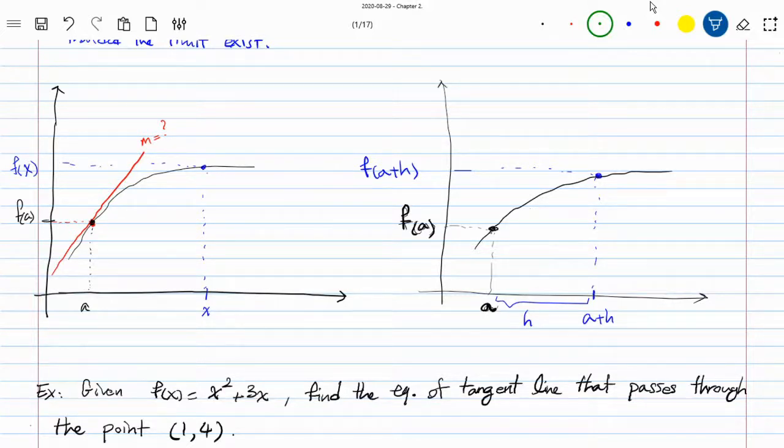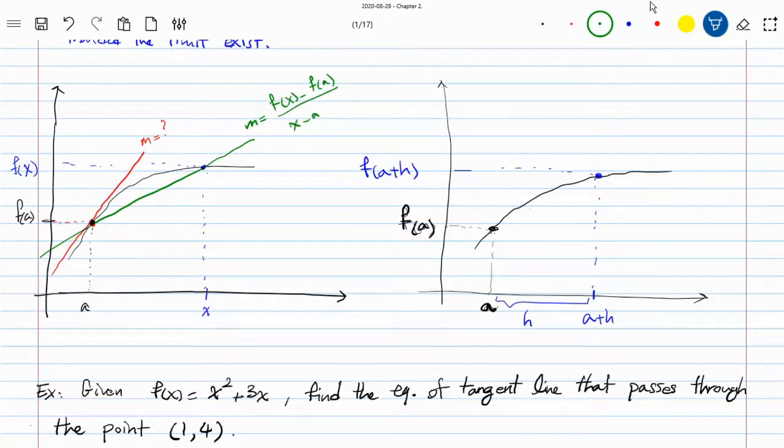So to figure out the slope of the tangent line, we start with assuming that there are 2 points. One is the point A and f of a. The other point is the point x and the y value of f of x. And if we connect these 2 points, we get a line. I extend this line, and then we have a slope for this line. We can calculate the slope of this line by simply saying the change in y divided by change in x. So the slope would be f of x, the change in y, minus f of a, divided by change in x, x minus a.